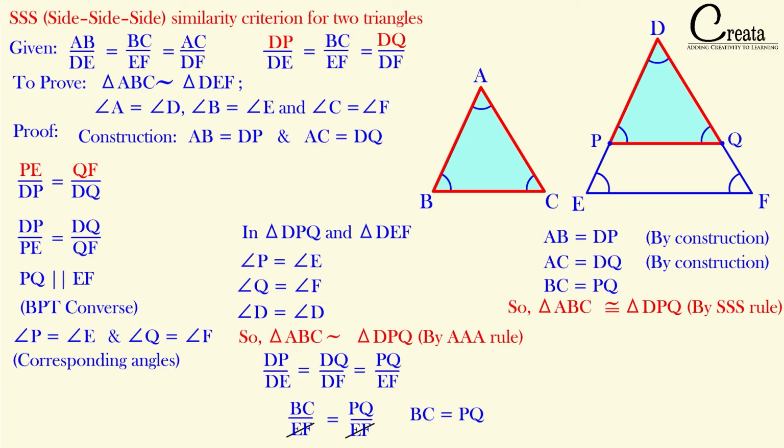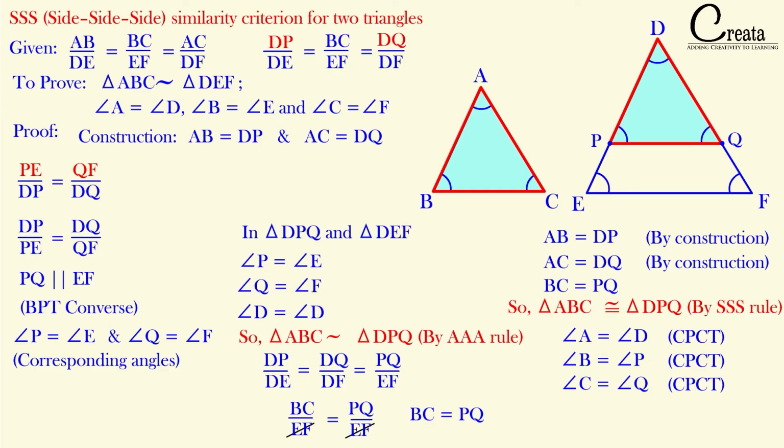Further, once they are congruent, we can apply the CPCT, that is corresponding parts of congruent triangles are equal. So all the three angles will be equal to each other. That is, angle A and angle D are equal, angle B and angle P are equal, and angle C and angle Q are equal. The corresponding angles are equal in the two congruent triangles, that is by CPCT.